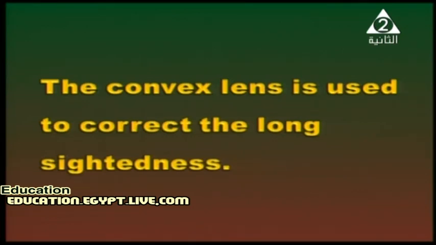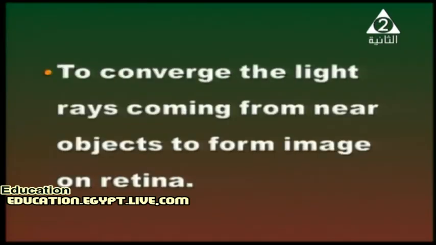The convex lens is used to correct long-sightedness. A person who suffers from the long-sightedness vision defect must wear medical glasses with a convex lens to converge the light rays coming from near objects, so the image is formed on the retina.